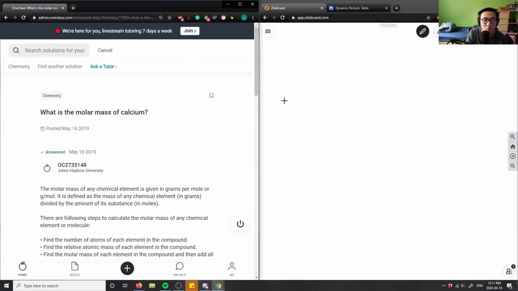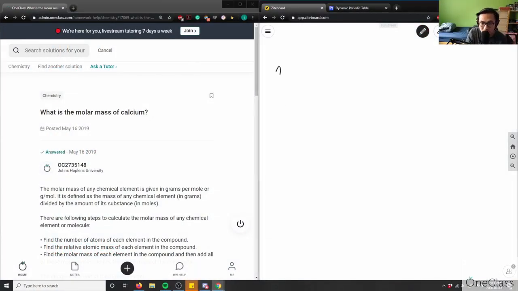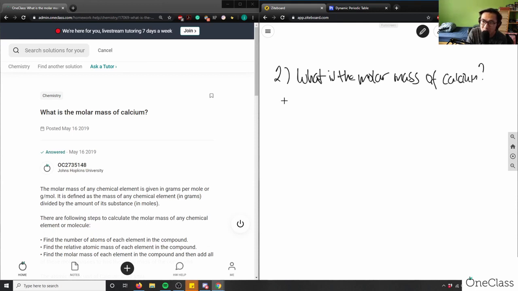Question 2 here states: what is the molar mass of calcium? Take a moment to think about this question, and particularly about this topic of what a molar mass is. And again, we might need our periodic table.